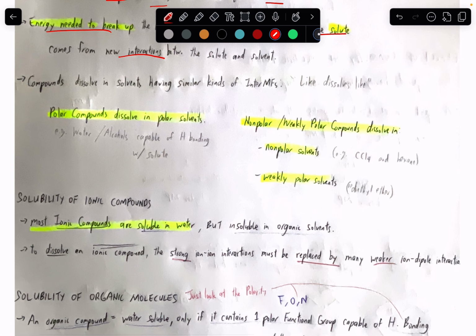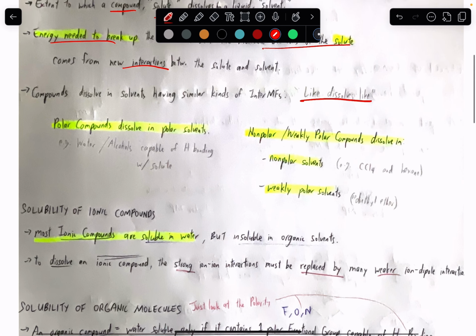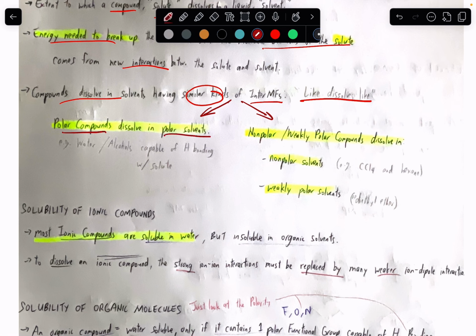Something that you have to know that's very important is that like dissolves like. What does that mean? So, compounds dissolve in solvents having similar kinds of intermolecular forces. So, there are two scenarios basically that are based on that idea. So, kapag sinabi natin polar compounds or polar solutes, they dissolve in polar solvents. So, ano example nito? If you mix water and alcohol. So, clearly, water is polar, di ba?